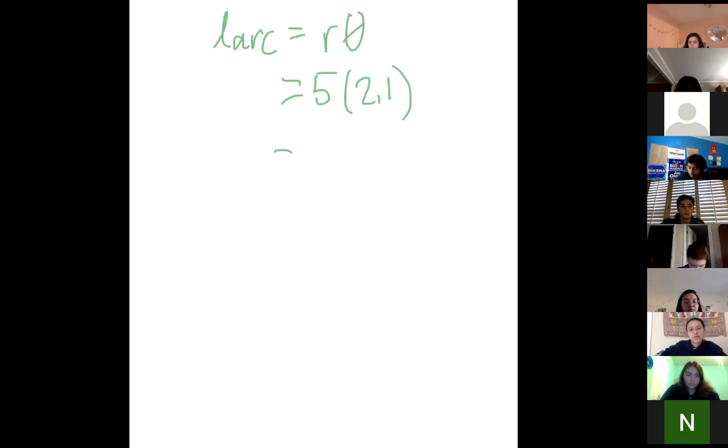So this next one, I feel like we did a lot of these in all of our reviewing, but maybe I'm crazy. For part A, it wants you to find the length of the minor arc. The minor arc is that small one. So I get to use the length of an arc formula, which is r theta, which in this case is 5 times 2.1, which is 10.5 centimeters.